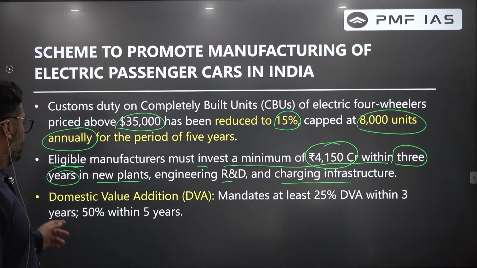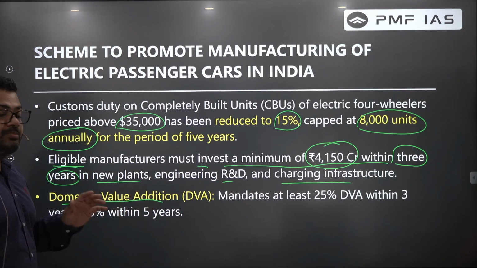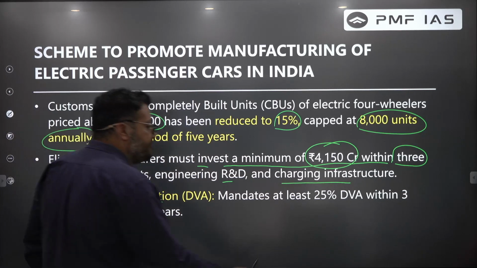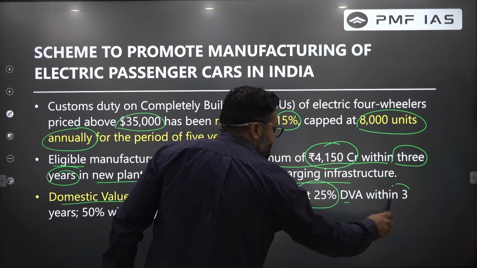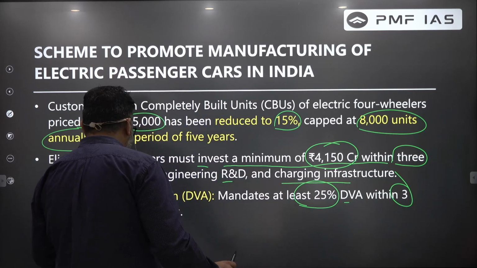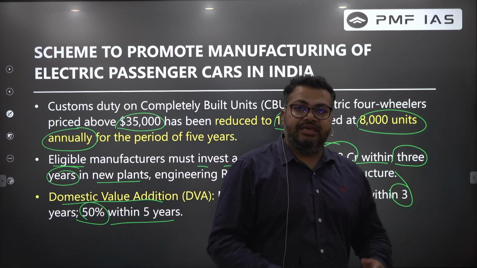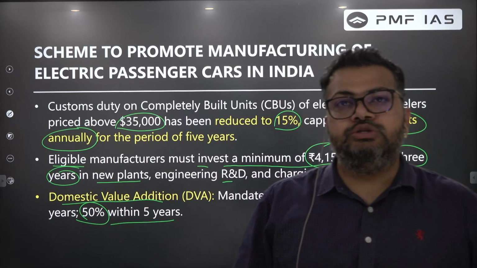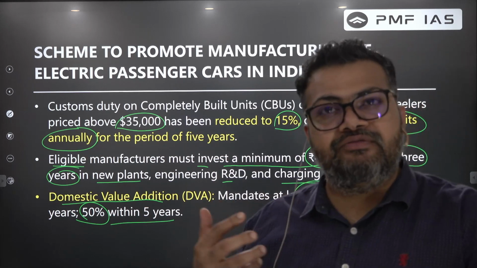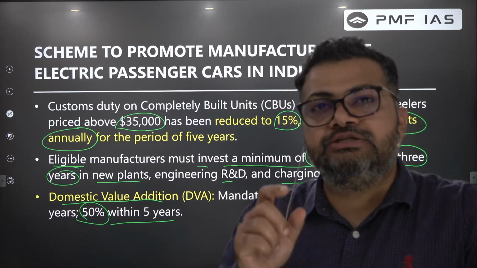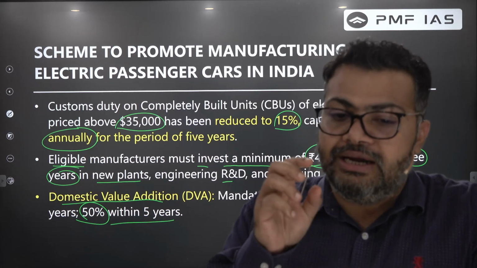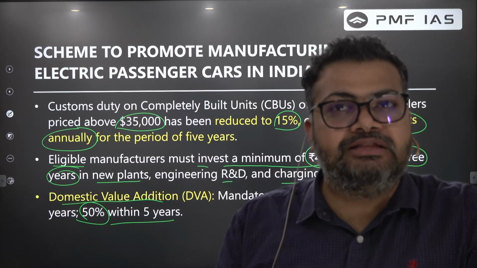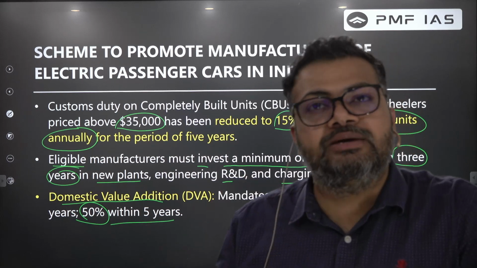And then guys, domestic value addition. It mandates at least 25% of domestic value addition within 3 years and 50% within 5 years. That means even when you get a completely built unit, if you really want to take benefit of this scheme, you have to at least do 25% of value addition in the product through domestic manufacturing.